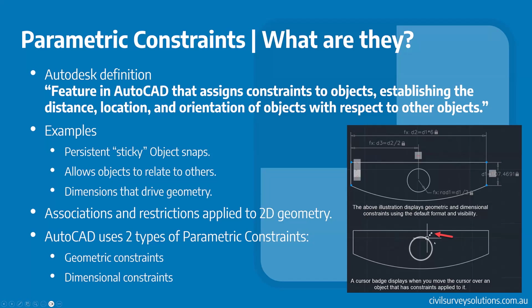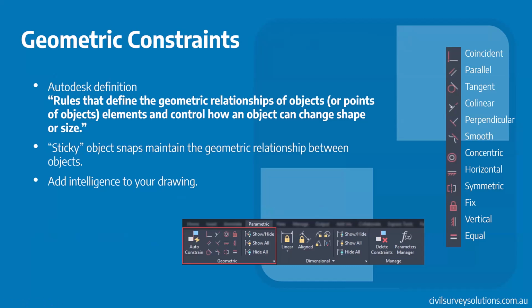When we have a constrained drawing, we can see that we have an auto constrain or a constrained icon that appears on screen. We're going to have a look at geometric constraints and dimensional constraints during this session.